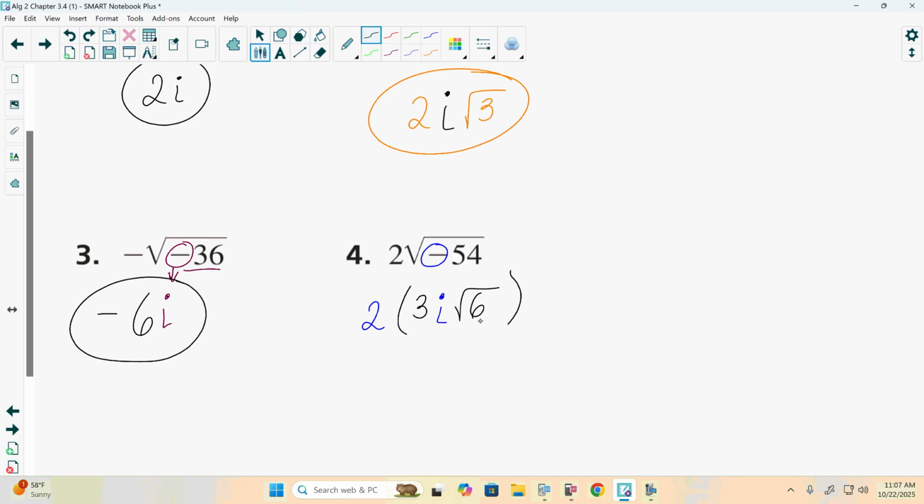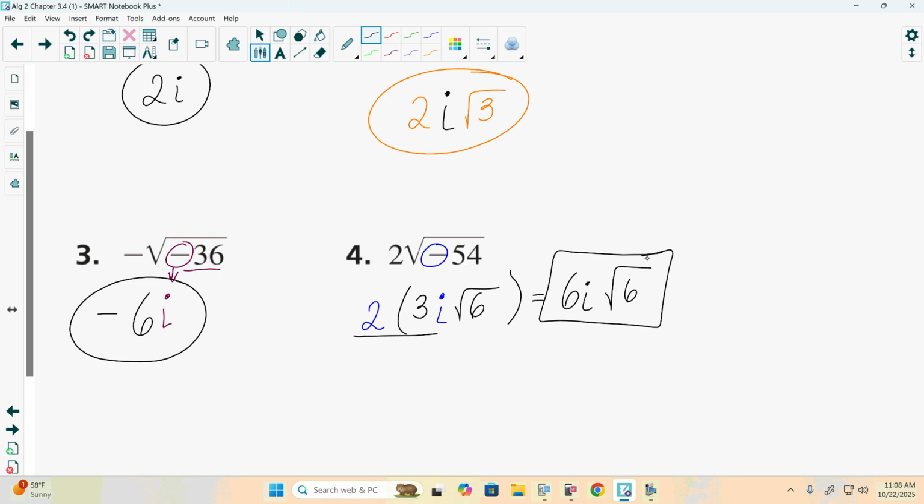And lastly, we can multiply. 2 times 3i. 2 times 3 is 6. You got it. So 2 times the square root of negative 54 is 6i square roots of 6. Questions on this here? Questions on anything we've done so far?